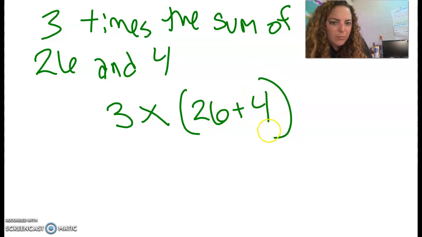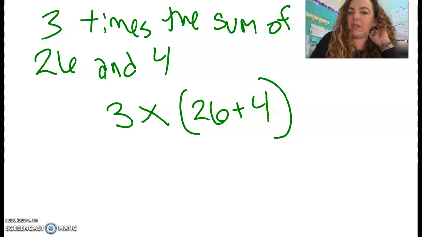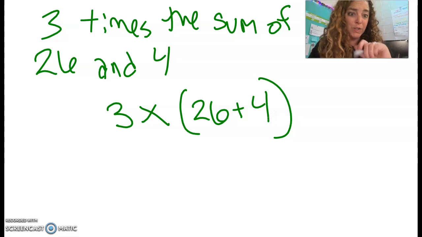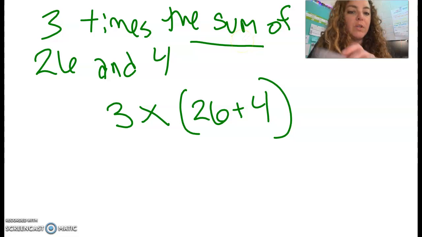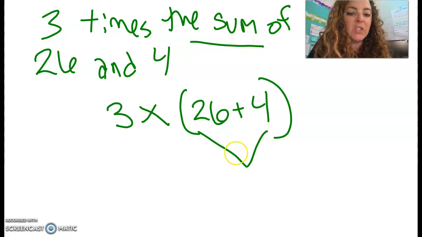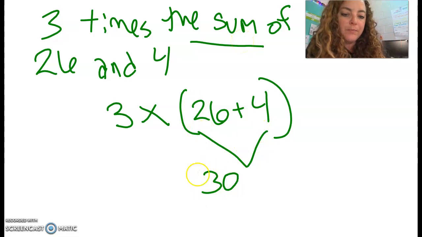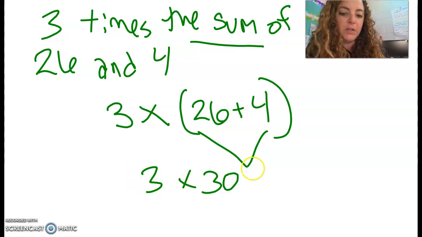And I went ahead and put that in parentheses just to know that I was going to add those first because I'm going to do 3 times the sum. And so the total of those two. So I'm going to add these two first. I get 30. And then I'm going to get 3 times 30.